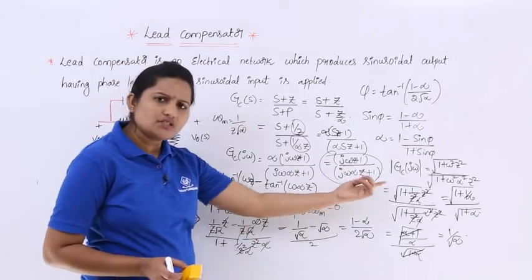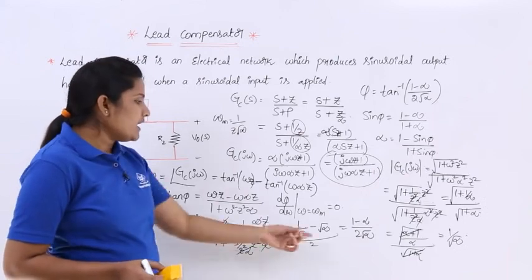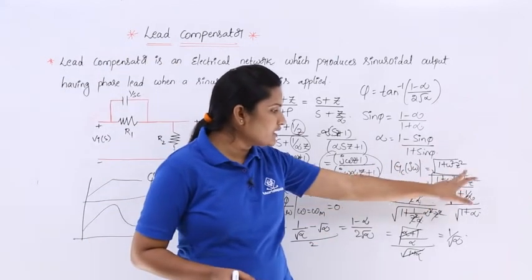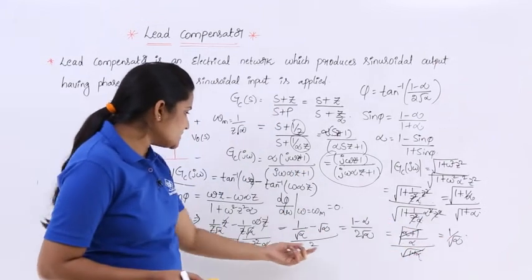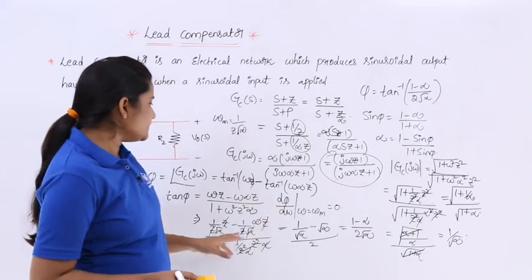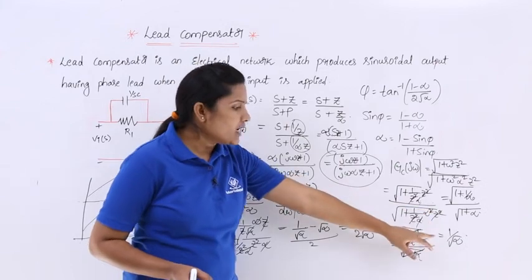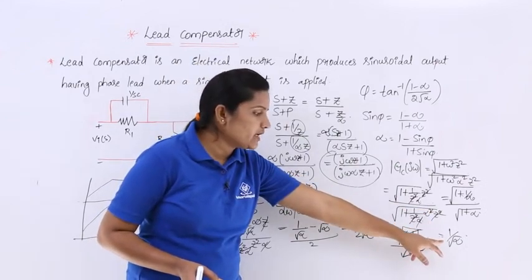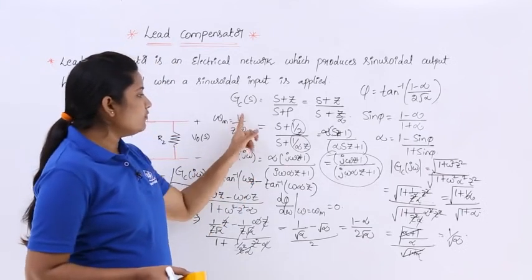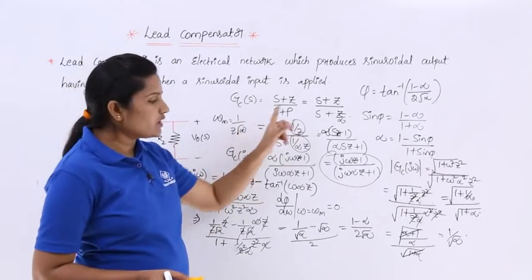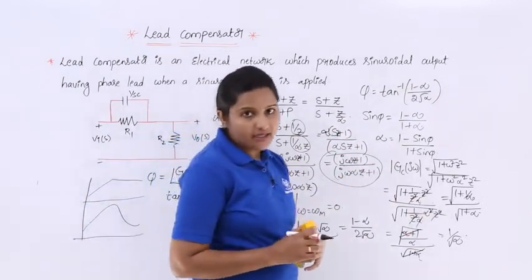After working through so many phases with this type of equation, you need to consider phase at omega m and magnitude at omega m. Your maximum phase is tan inverse of (1 minus alpha) by 2 root alpha, and the maximum magnitude will be 1 by root alpha. So when you have 1 by Z root alpha, you get maximum magnitude and phase. These are the maximum lead conditions.